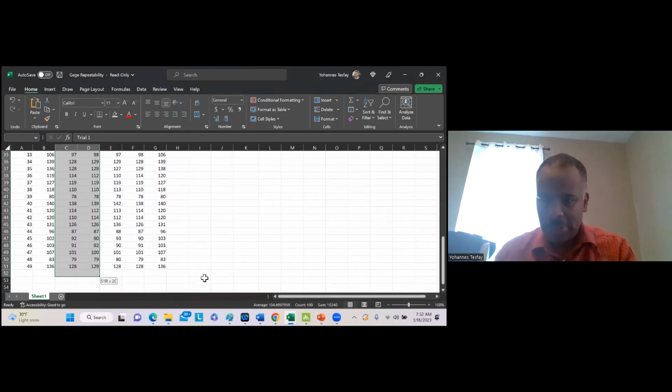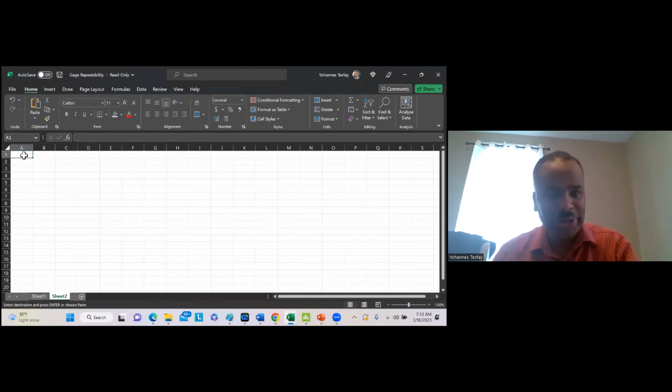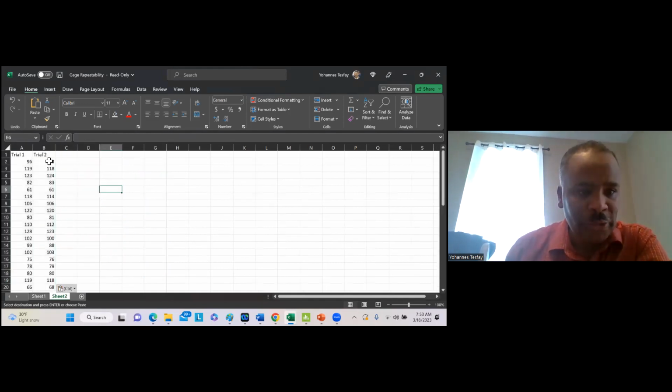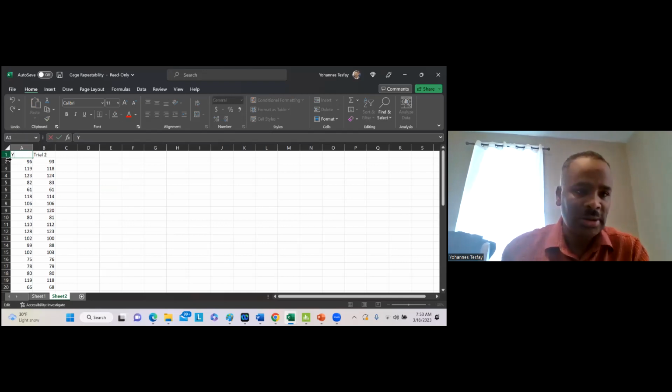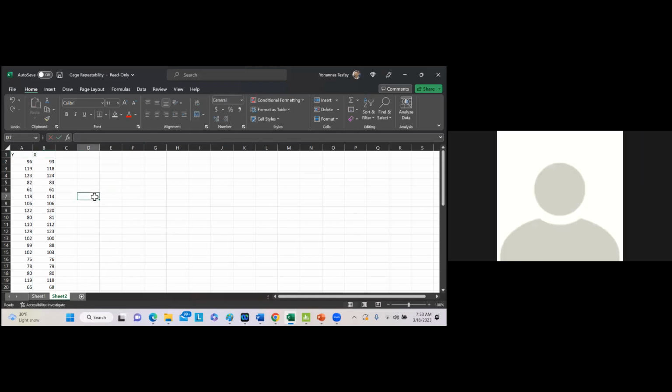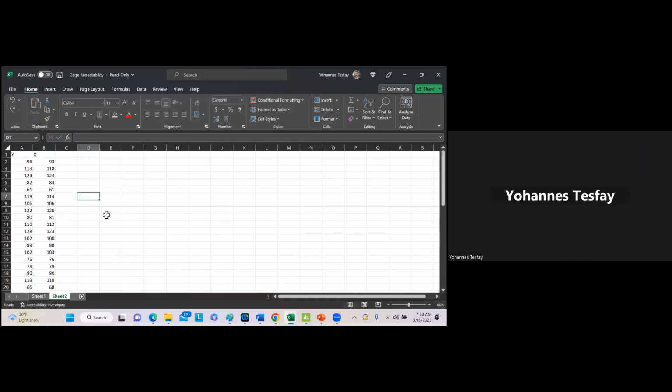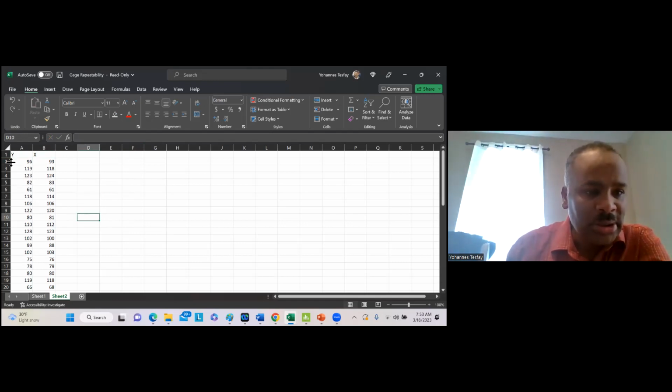Let's take this example and assume there are two gauges. Now, instead of this being gauge, this is gauge y. Are you listening to me? Okay, now you see, this is y and this is x. Now let's assume we have a specification.